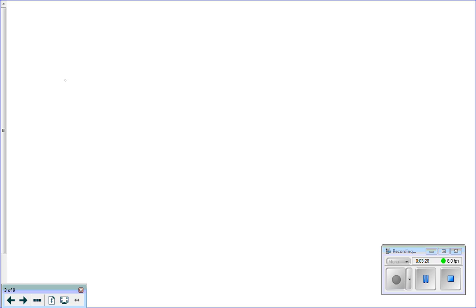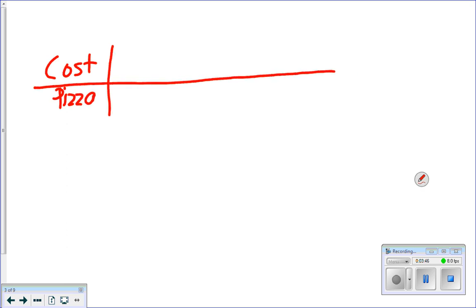All right, so let's go back to what we started with when we started talking about proportions. We talked about pizza and the cost, right? Remember? It was pizza, or what was on top? Cost? I think cost was on top. And then pizza was on the bottom, right? I think it was $6 for every pizza, right? So $6 for every pizza.